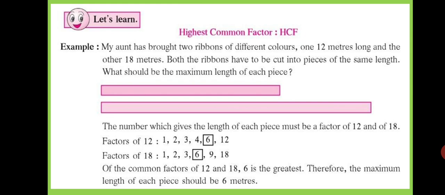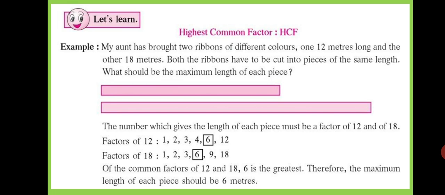So now two ribbons we have got here, and each have to be cut into the pieces of same length. So we need to have a measure. So for that, the number which gives the length of each piece must be a factor of 12 and of 18. So first we find the factors of 12, which are 1, 2, 3, 4, 6, 12. And the factors of 18 are 1, 2, 3, 4, 6, 9, 18.